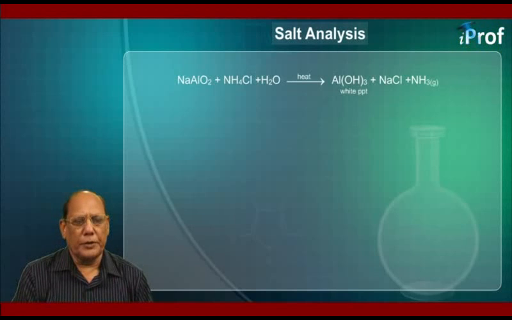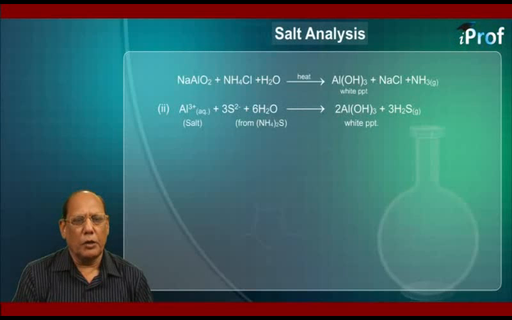The second type of test is to take aluminum ions aqueous solution, which can be a solution of the salt directly, then add ammonium sulfide to it. It provides sulfide ions plus water. As shown here in this equation, we get a white precipitate of aluminum hydroxide with the evolution of H2S gas.